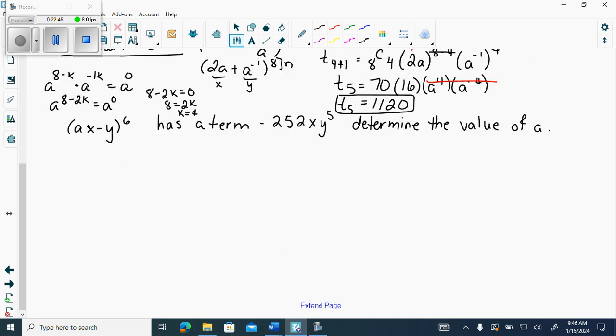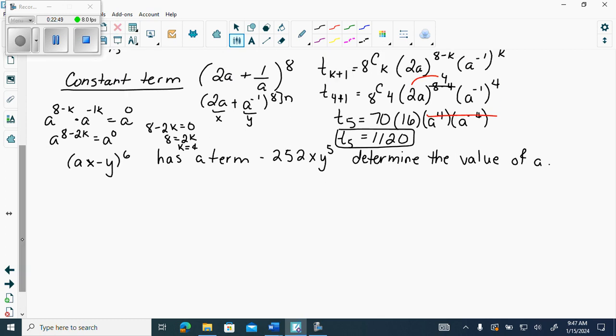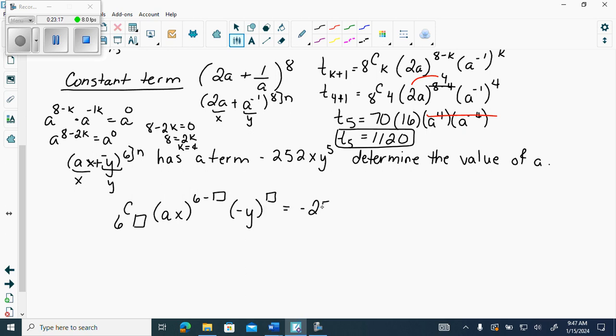Okay, this one here says (ax minus y) to the 6th has a term of this. So we know this is our x. We know this is our y, which has a negative because we have to make a join. This is our n. So we'd go basically 6C box, or k, doesn't matter, (ax) to the 6 minus box, and then (negative y) to the box has to equal negative 252 xy to the 5. Now how does this work? It only works if this is a 5, because this would be y to the 5, this is a 5, then this is a 5.